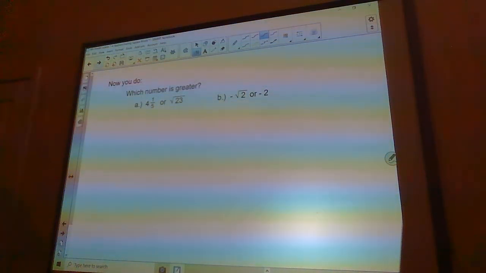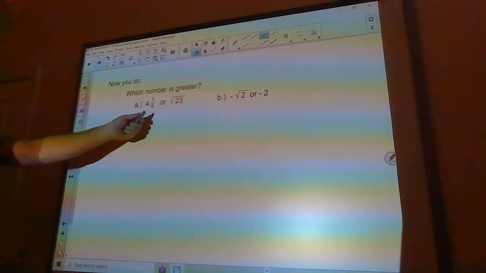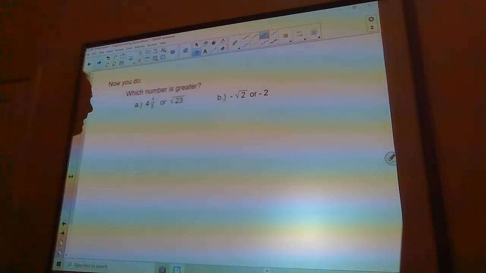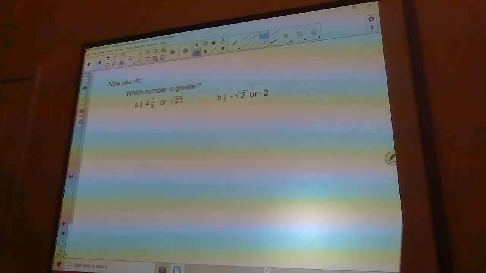Okay. So you're going to do a couple of these real quick. So pause the video. Tell me which number is greater, 4 1/5 or square root of 23, and the square root of 2 or negative square root of 2 or negative 2. So pause the video, then jump back on.